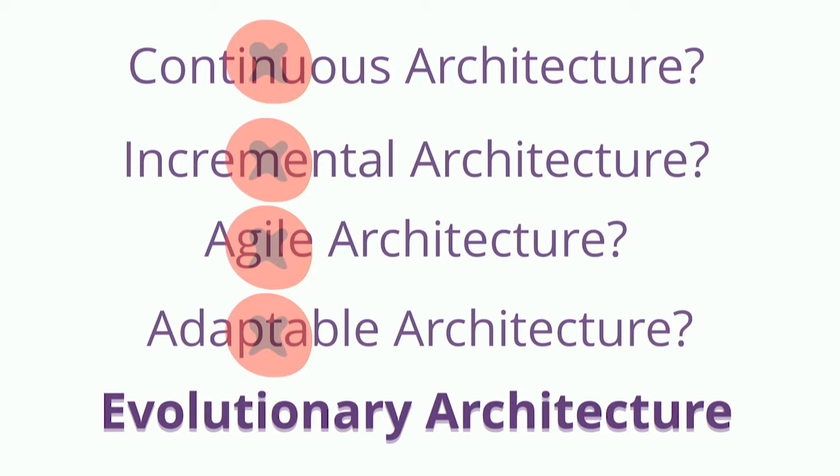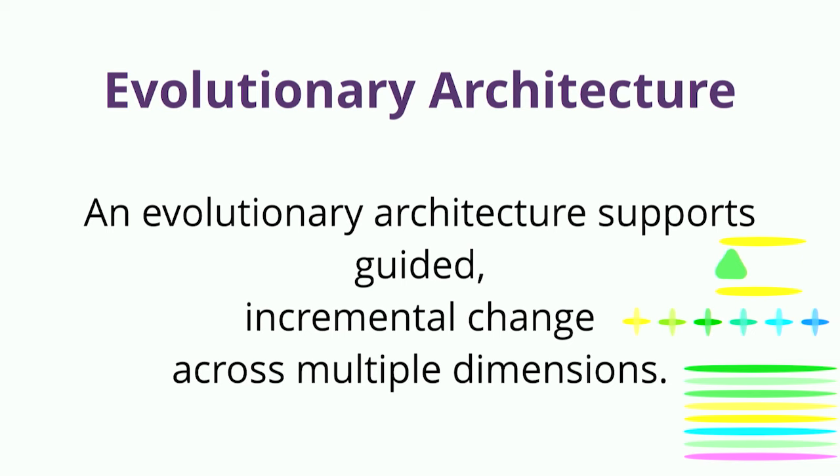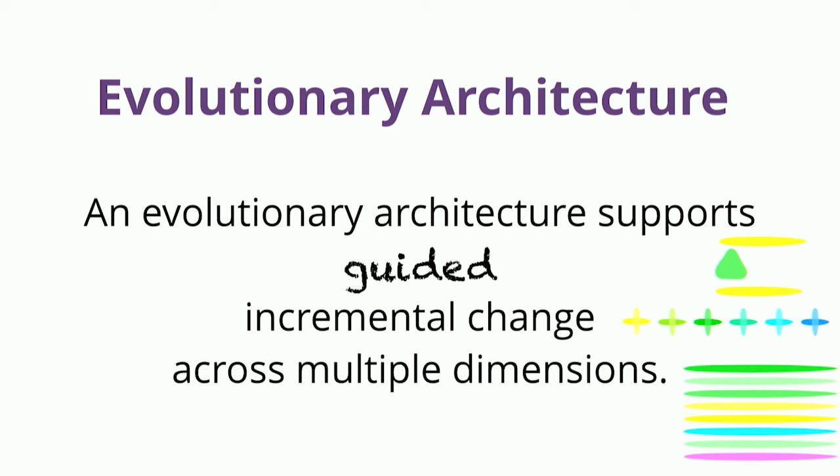So let's talk about our definition. An evolutionary architecture supports guided incremental change across multiple dimensions. And I'll talk about this definition in three parts. First part of which is guided. This comes from Rebecca, one of my co-authors, Dr. Rebecca Parsons, who's the ThoughtWorks CTO, but she also has a background in evolutionary computing. And that's really where the evolutionary part of evolutionary architecture comes from.